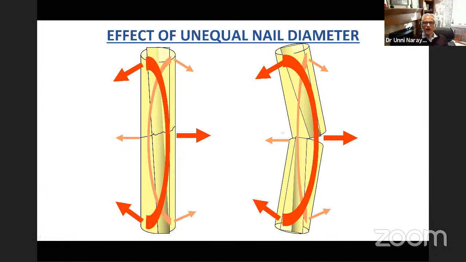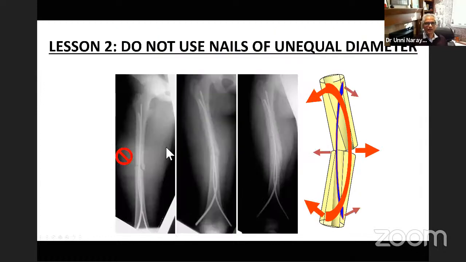So if you use unequal nail diameters, you can understand by using the principles of elasticity that the stronger nail is going to bend and overpower the less strong nail. Okay, here's an example of that. Intraoperatively on post-op day number 1, it looked fine, but here the lateral rod, which was 0.51 millimeter greater than the medial rod, overpowered that and resulted in a valgus alignment. So do not use nails of unequal diameter.